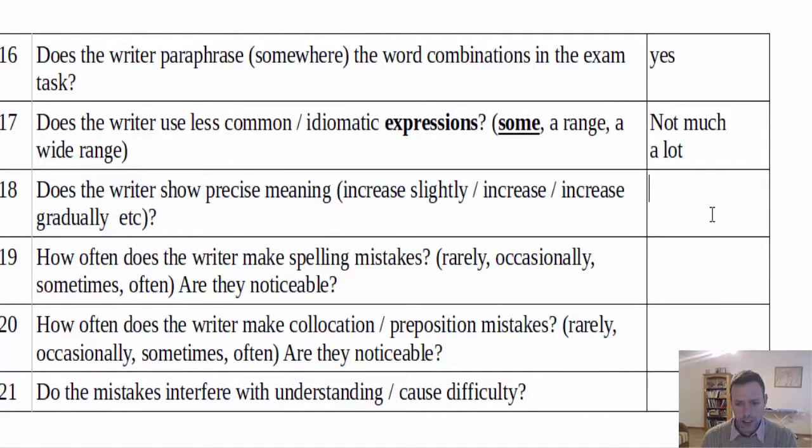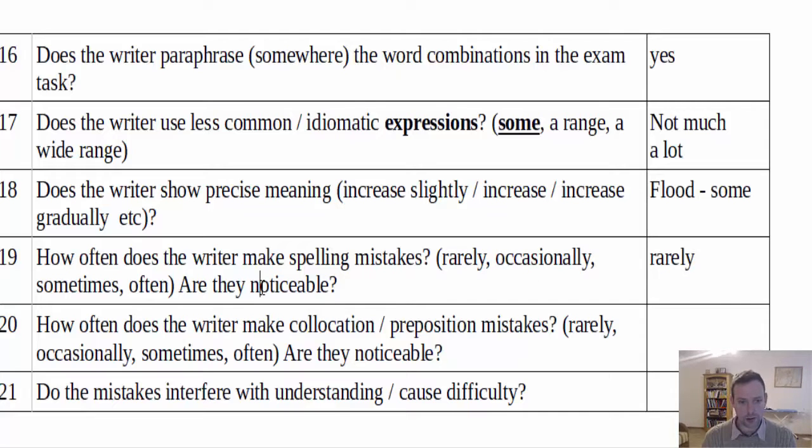Okay, does the writer show precise meaning? Well, that flood was a very good example. And they did have very expensive instead of expensive. So it's not less common, but it's precise. So there was definitely some. We can leave that as some. How often do they make spelling mistakes? Sometimes. I'd say occasionally. Maybe it was rarely, actually. Just the one spelling mistake.